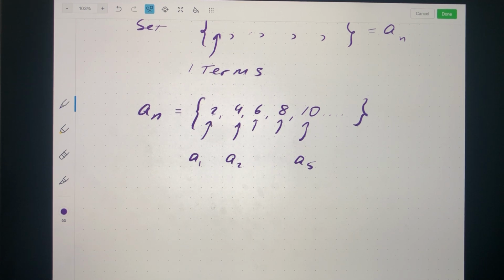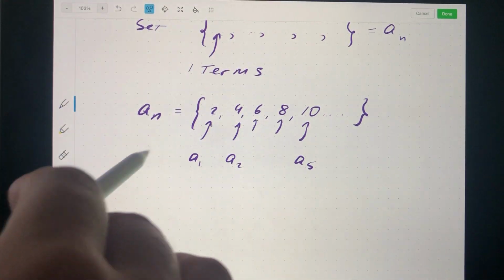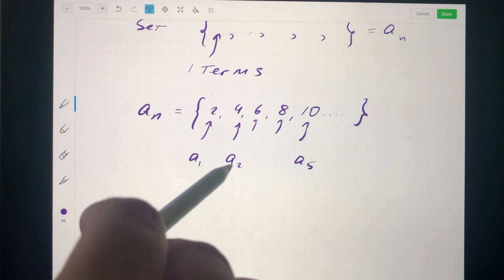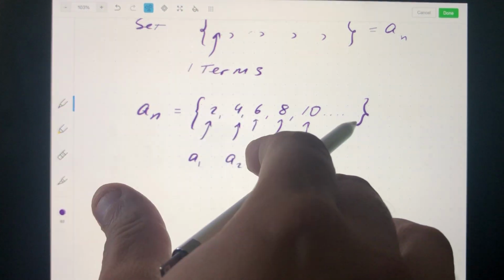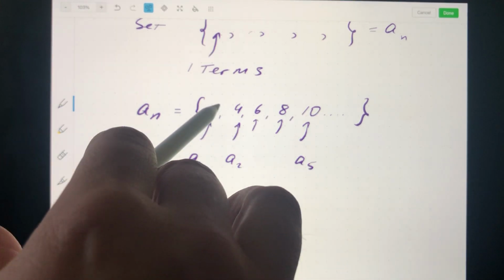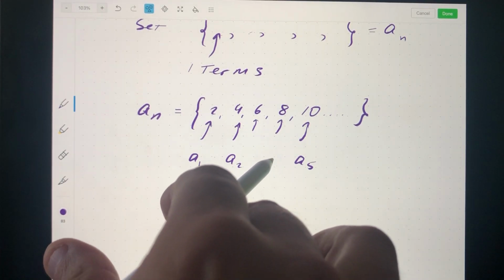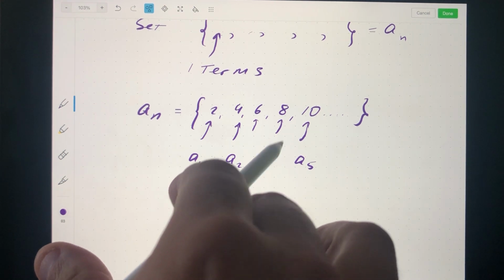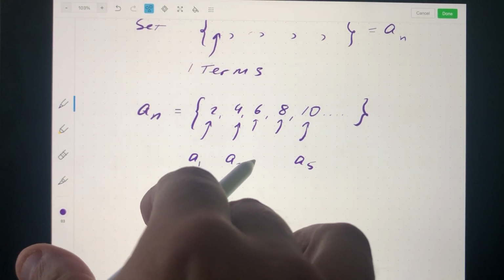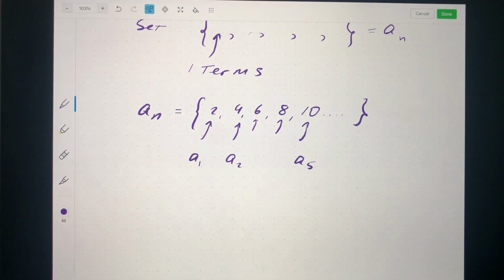Now, we might be asked to find the general formula. Instead of just giving a list, we might be asked to write a formula that describes all of these numbers based on which number it is in the list. So if I'm asking what is a sub 4, the formula should tell me it is 8. What is a sub 3? It should tell me it is 6. So how do we come up with such a formula?